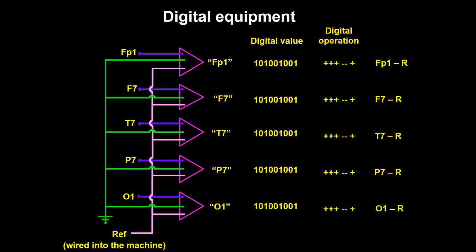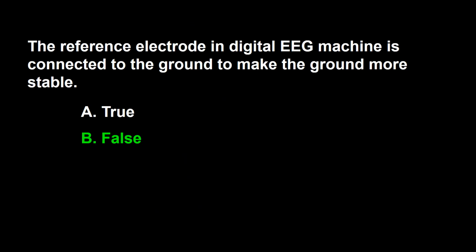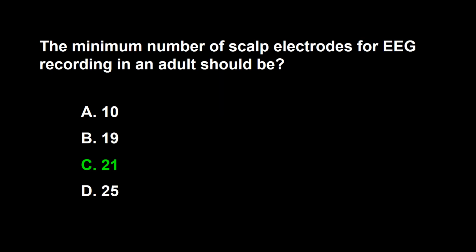Sorry I have taken so long discussing this question, but I think most books on the subject do not cover it, and I wanted you to have an operational understanding of the subject. So the answer is B. The reference electrode of the digital EEG machine is used to have a single common currency value that allows comparison between the different electrodes.